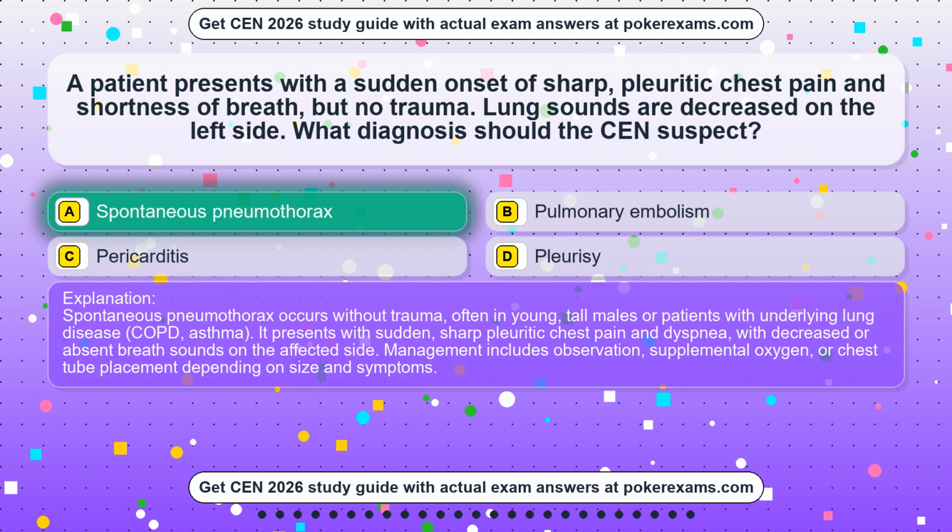Spontaneous pneumothorax occurs without trauma, often in young, tall males or patients with underlying lung disease, COPD, asthma. It presents with sudden, sharp pleuritic chest pain and dyspnea, with decreased or absent breath sounds on the affected side. Management includes observation, supplemental oxygen, or chest tube placement depending on size and symptoms.